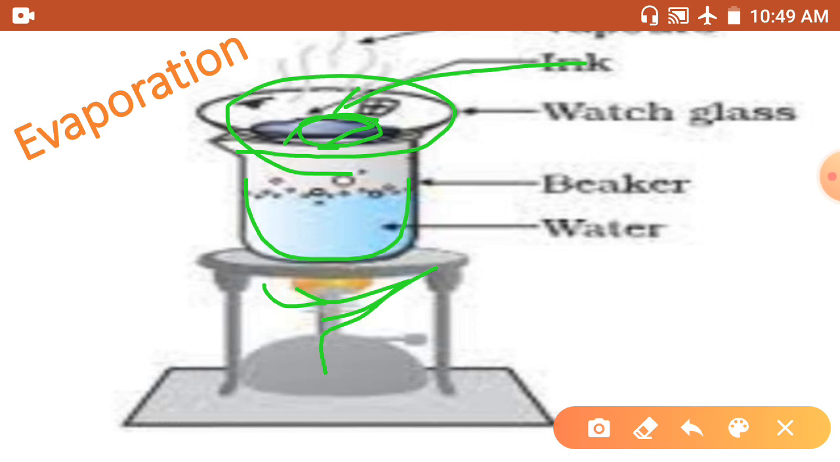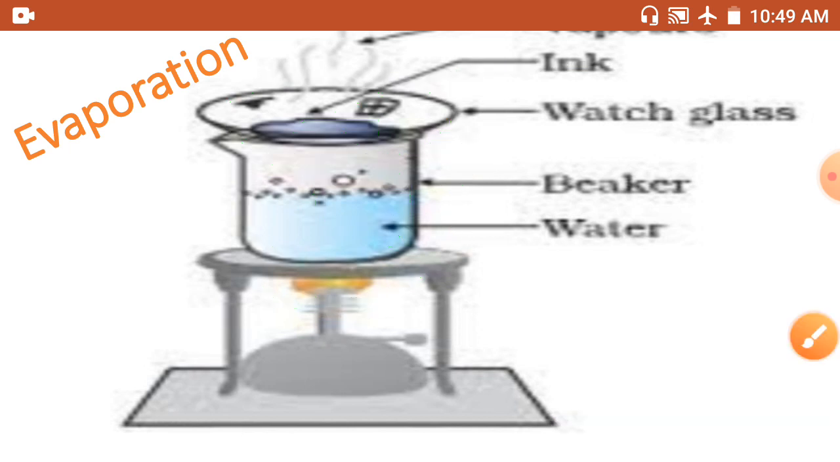Ink is a mixture of dye and water. Out of water and dye, the water is evaporated but the dye is left behind on the watch glass. So this is the evaporation method.